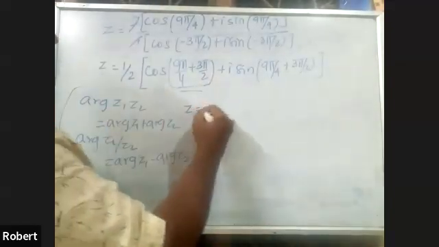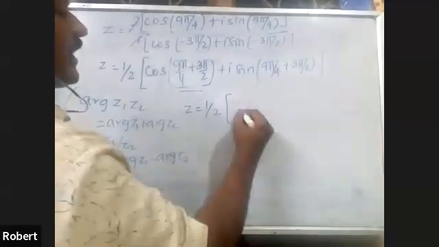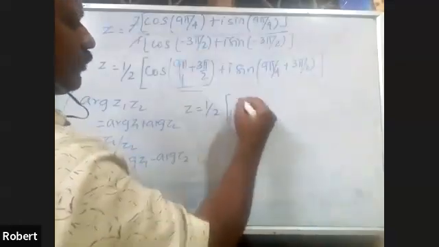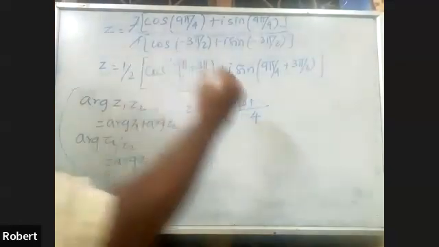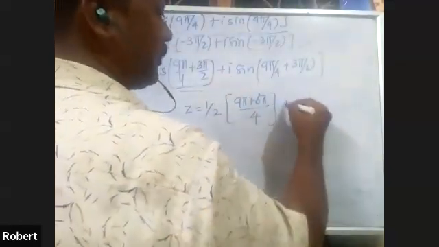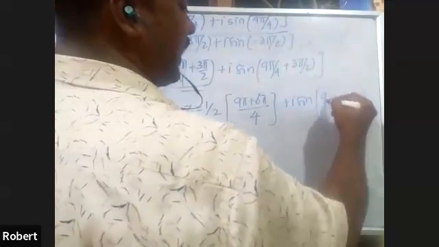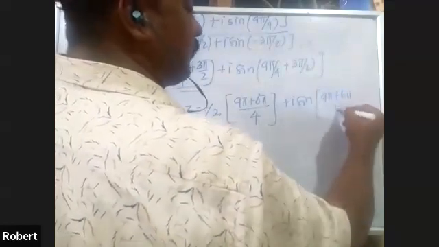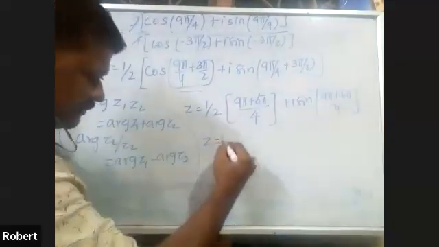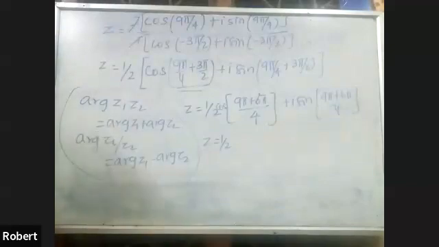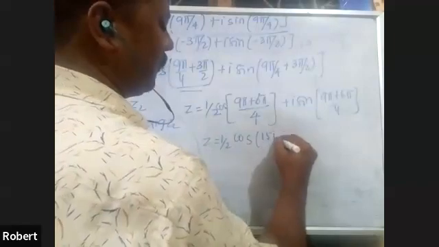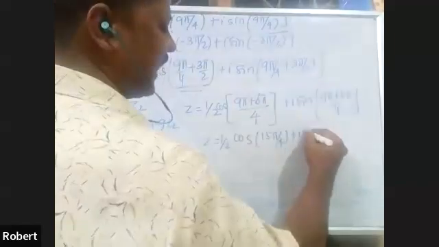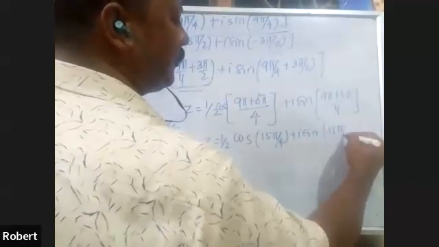Now, your z is equal to 1 by 2. Now you take the LCM. 4 is the LCM. Therefore, we have 9 pi, 2 will go 4 times, 2 times. 2 3s are 6, 6 pi. Plus the same thing, i sin of 9 pi plus 6 pi divided by 4. We'll get z equal to cos. Therefore, when we add these two things, we'll get cos 15 pi by 4 plus i sin 15 pi by 4.